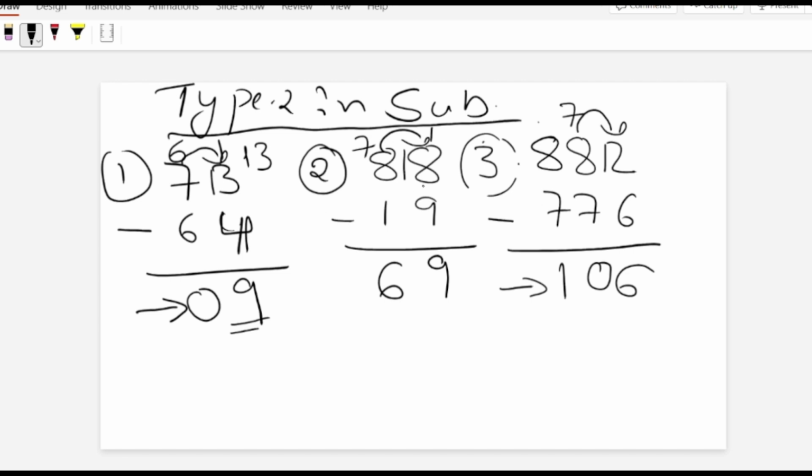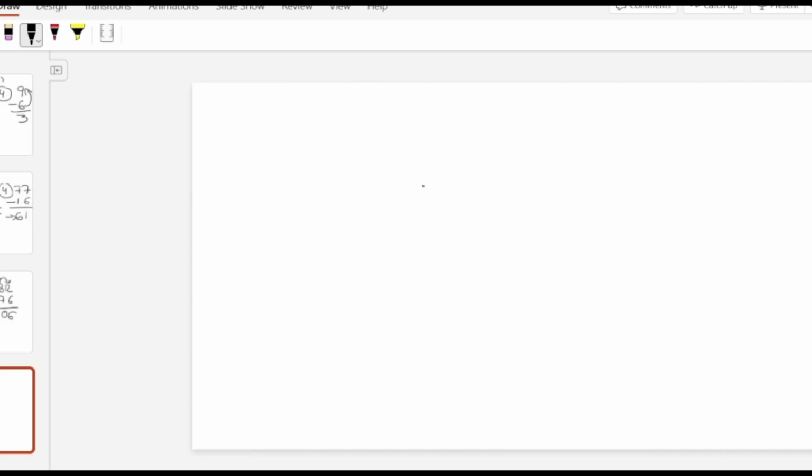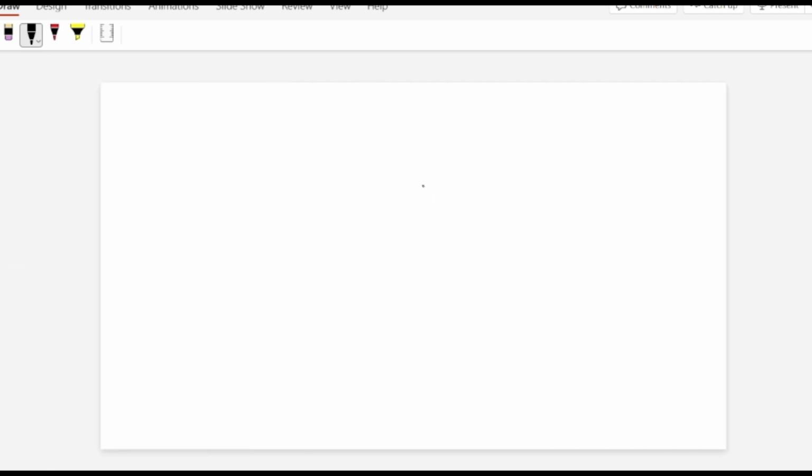Next, we'll go to the next example. Fourth example. Easy. Subtraction is so easy. Don't worry. If you're getting confused, pause the video and watch it again. The video will become clear.